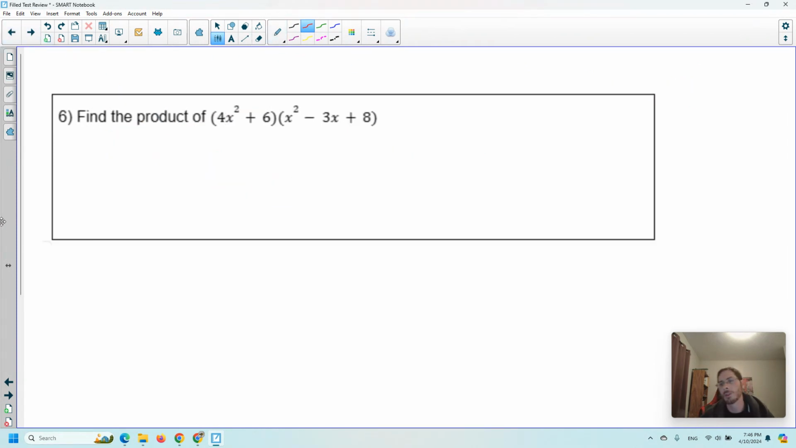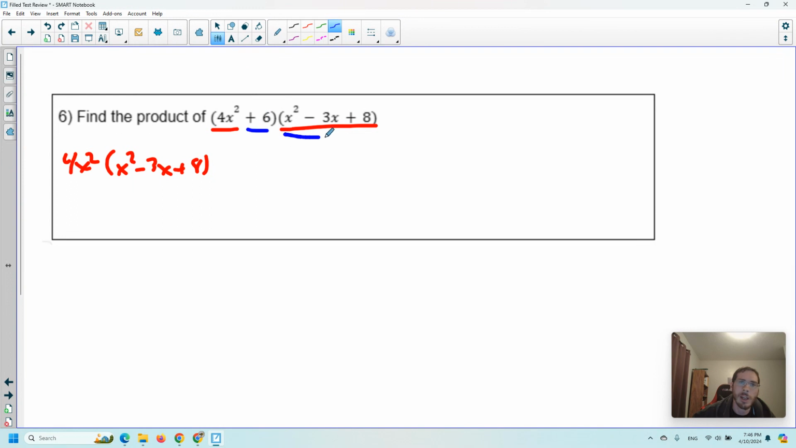And again, we're going to do some more distributing. So this one we can use the double distributive method, or if you wanted to do it with the boxes, you could do it with the boxes. I'm going to do it both ways, just to remind everybody who wants to do one way versus the other way. If you want to do it without the boxes, we've got 4x squared times this whole trinomial over here. So 4x squared times x squared minus 3x plus 8.